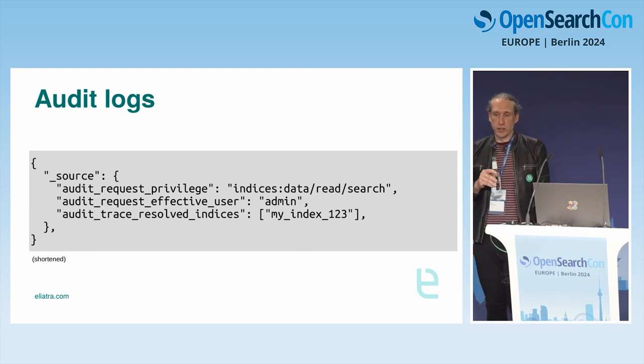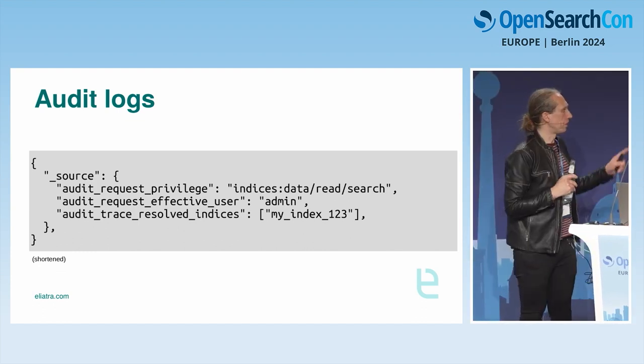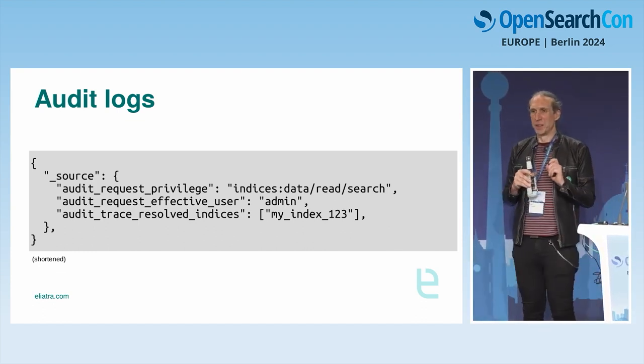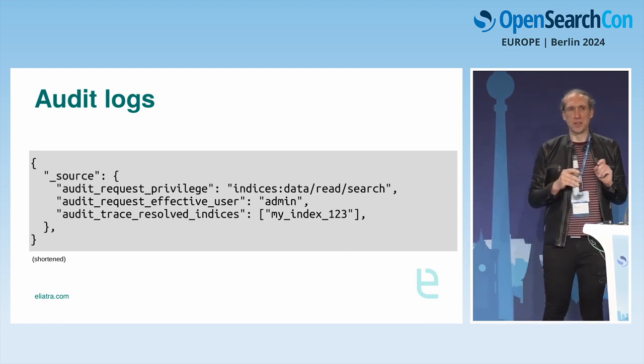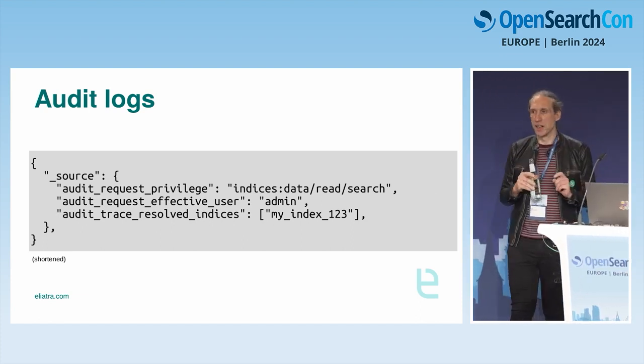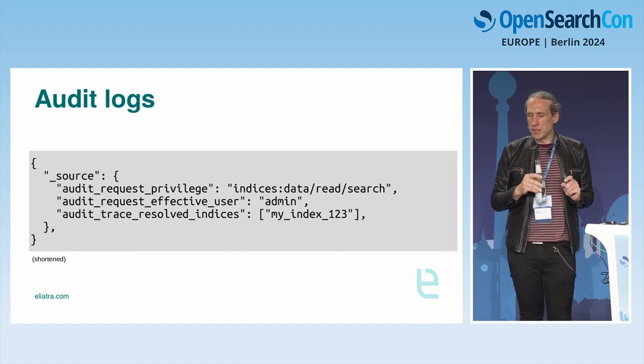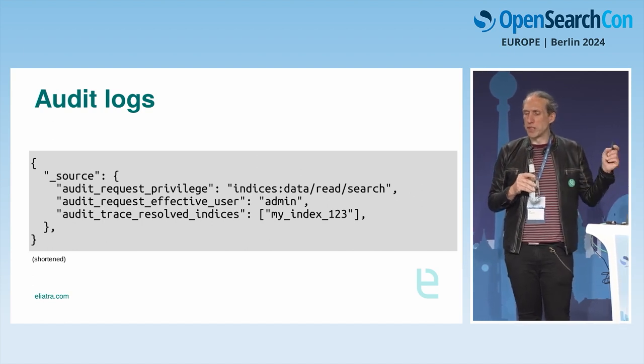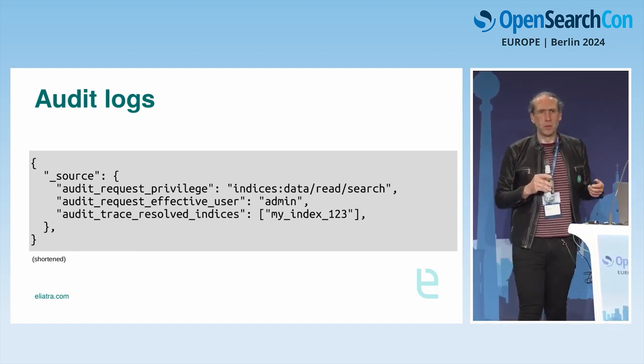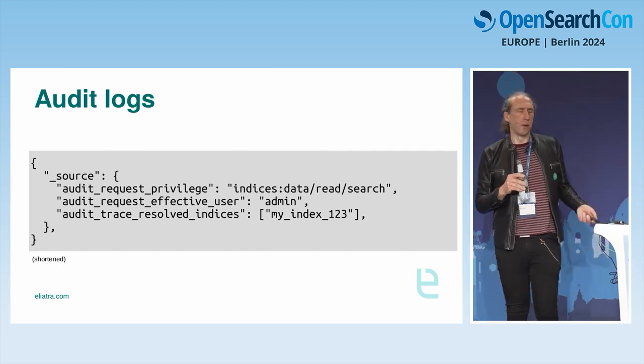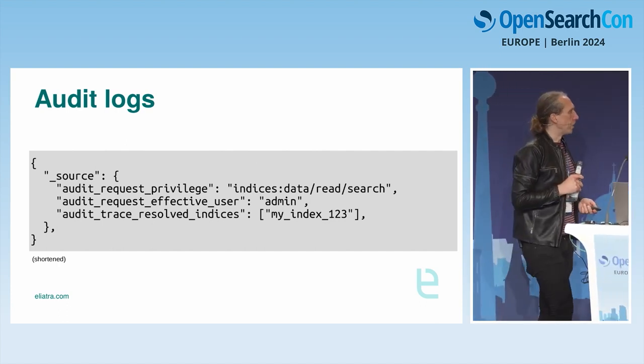Often cited are the audit logs. This is here a shortened example for an audit log record. In reality, it will be kind of 10 times as long. And we can see here we actually don't have so much more information. So audit logs aren't really much more helpful than the error messages.